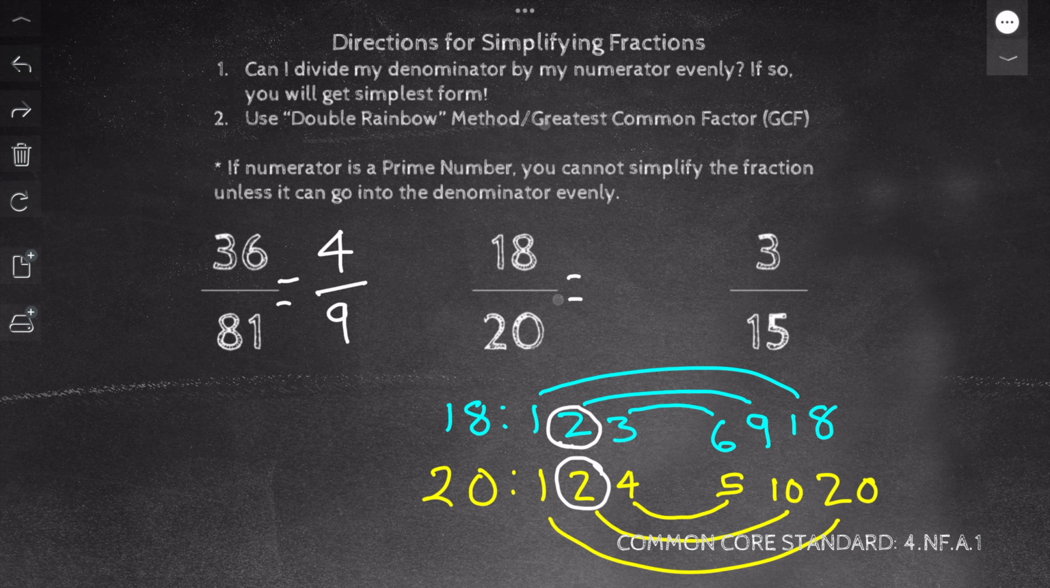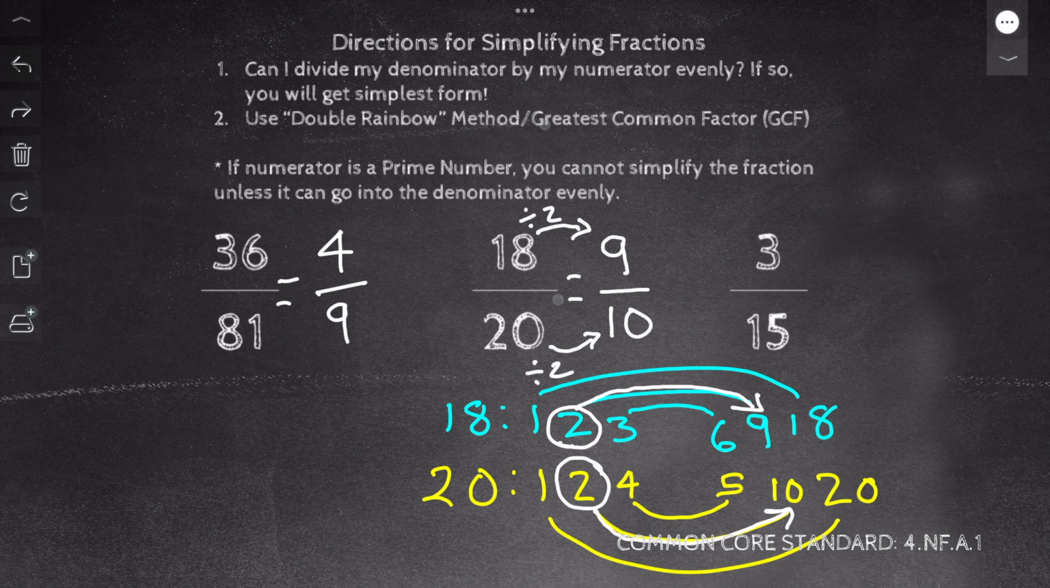Now that I have 2s in common, I just follow my rainbow back to the other number. So 2 goes back to 9, so I write my 9 down. 2 follows back to the 10. So my simplest form is 9/10. The reason this is working is because I'm dividing both my numerator and my denominator by 2. 18 divided by 2 equals 9, and 20 divided by 2 equals 10.